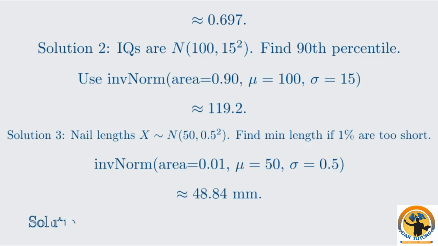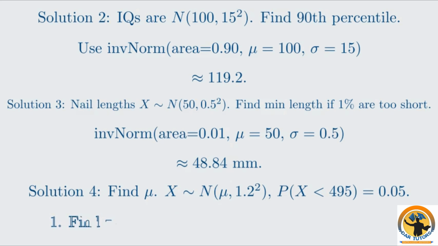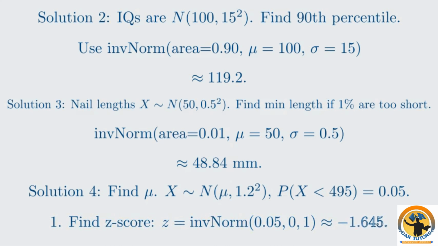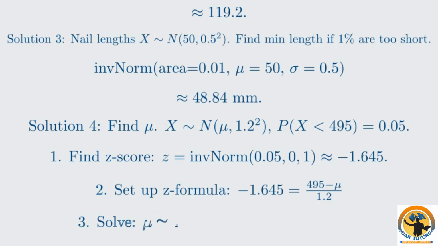Question 4 involves finding the mean. We're given that the probability of a bag weighing less than 495 grams is 0.05. We first find the corresponding z-score using inverse norm for a standard normal distribution. This is about 1.645. We then set up and solve the z-score formula to find the mean, which is approximately 496.97 grams.